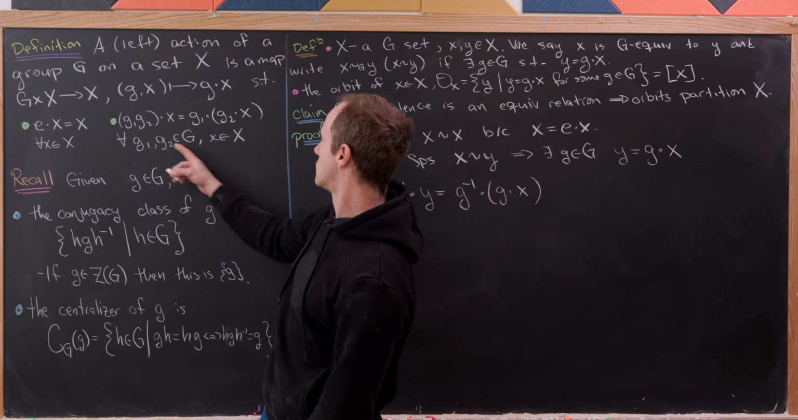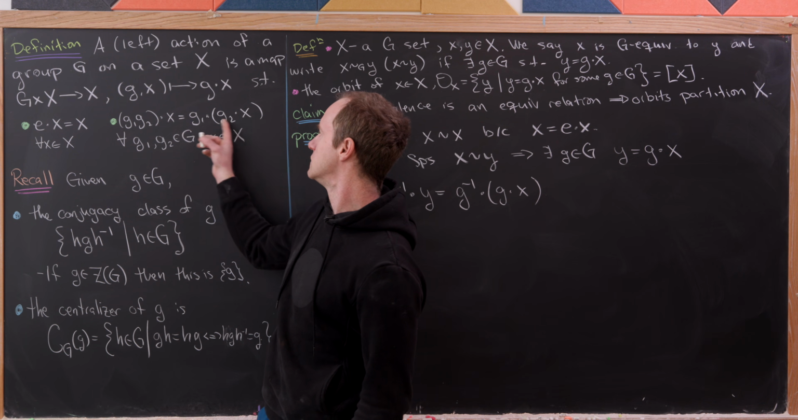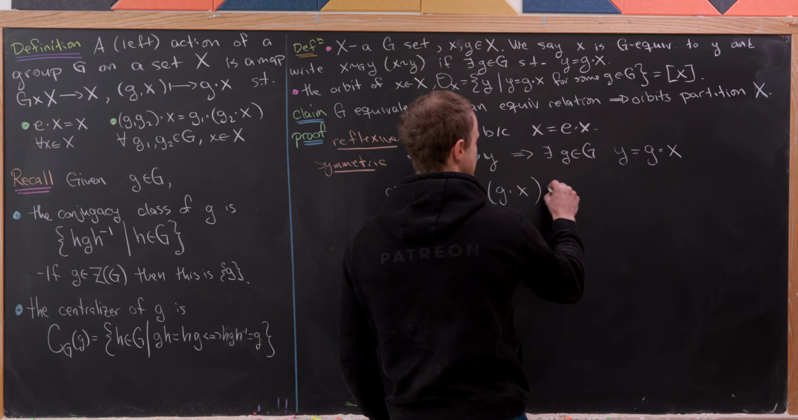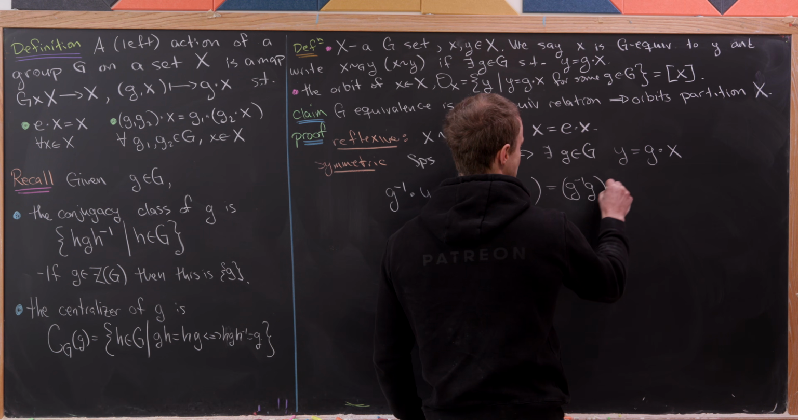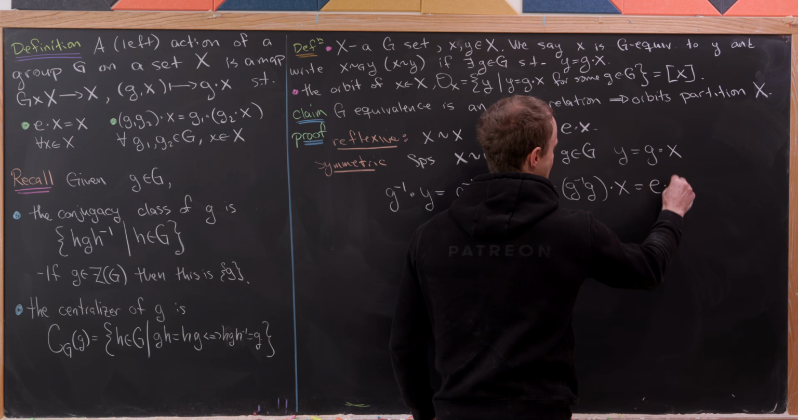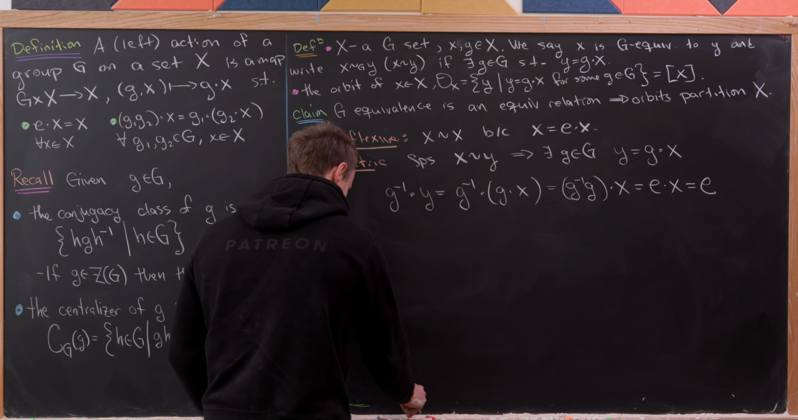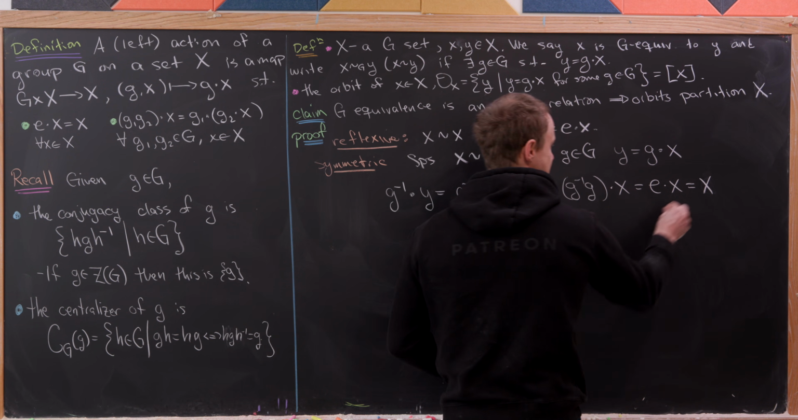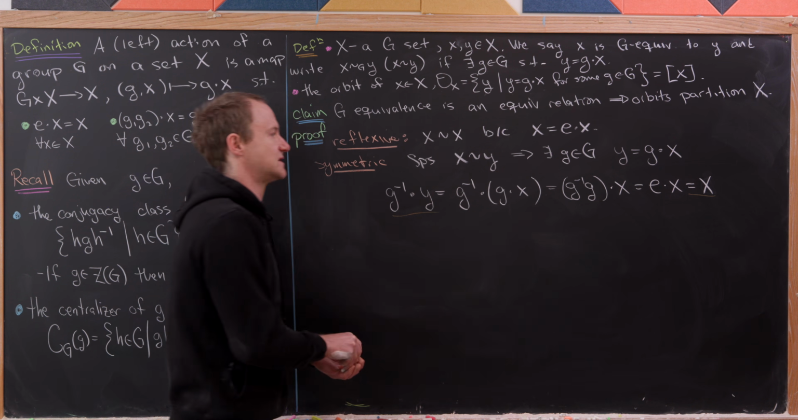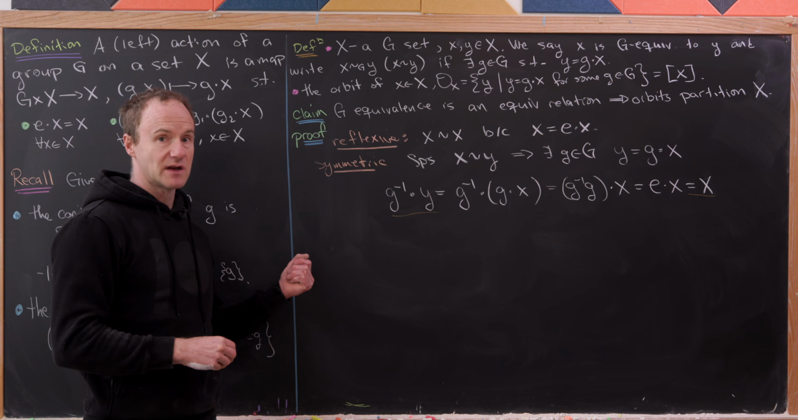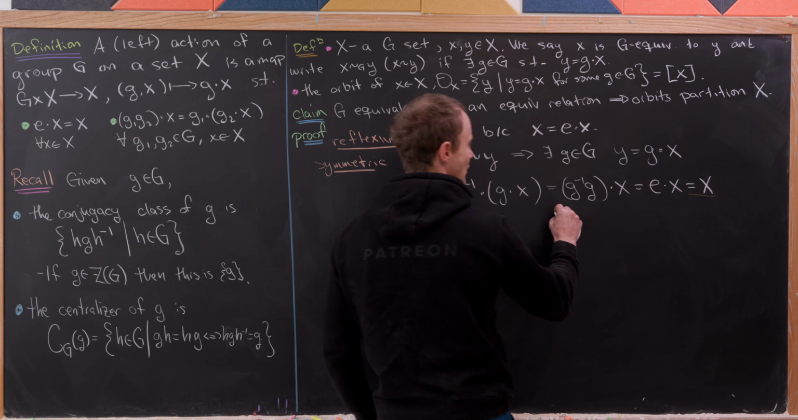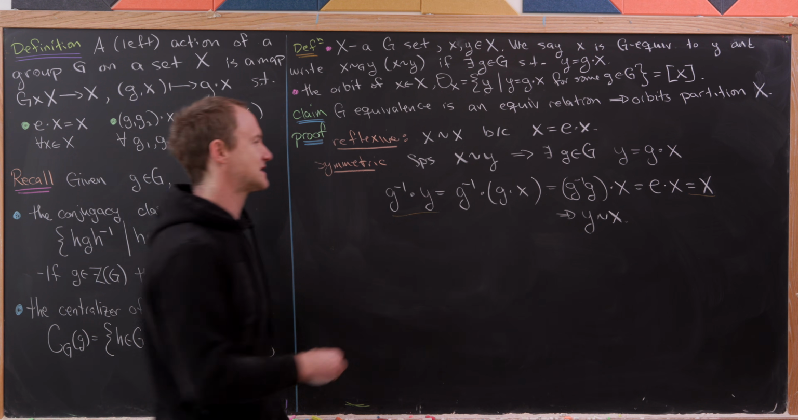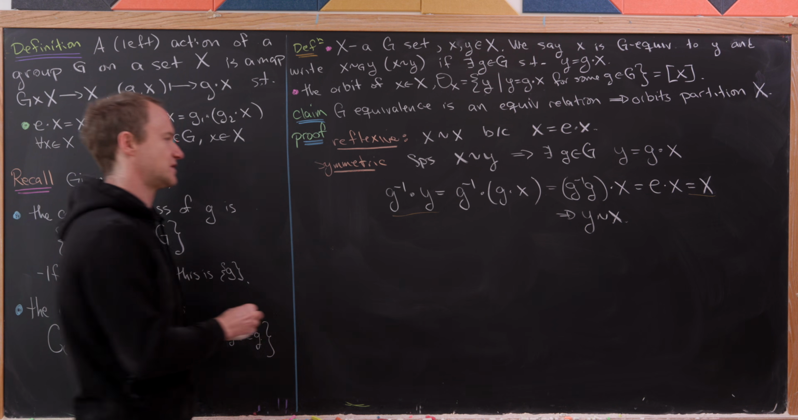But then by our rule over here, we can do the action one at a time or all at once by regrouping, if you will. So this is the same thing as g inverse g dot x, but that's simply e dot x, which is x. But check it out. What we have here is x is equal to g inverse dot y. But being equal to something from G dot y is exactly what we need to say that y is equivalent to x. So we started with x is equivalent to y and we ended with y is equivalent to x.